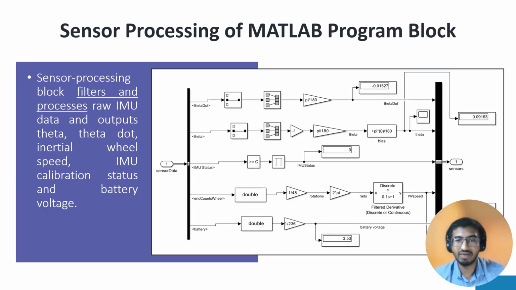Sensor processing of the MATLAB program block. The sensor processing block filters and processes raw IMU data and outputs theta, theta dot, inertial wheel speed, IMU calibration status, along with battery voltage.